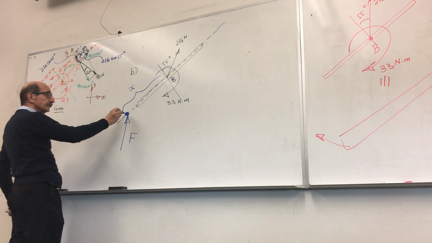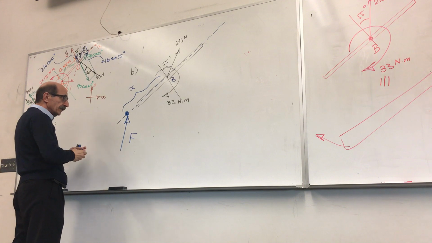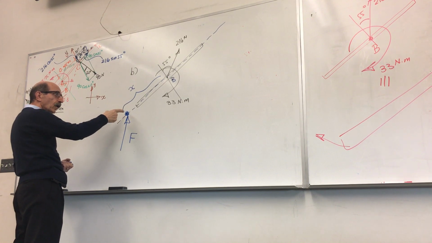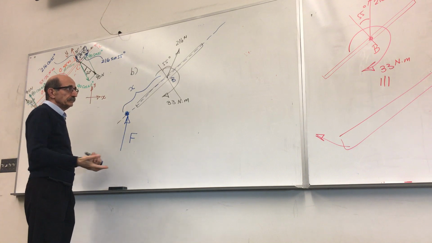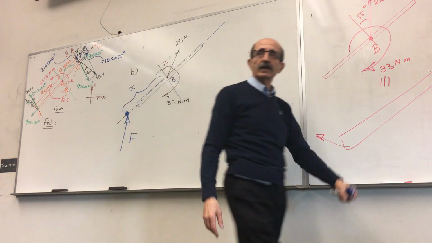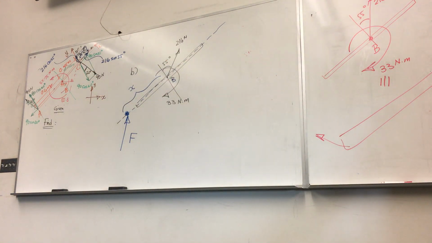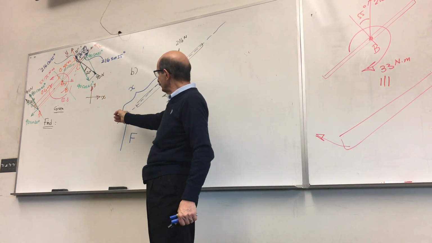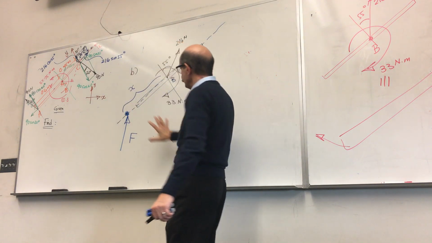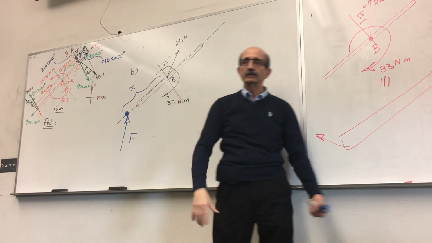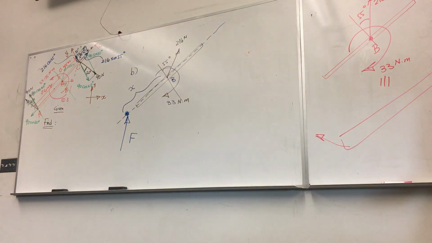That means if I take a moment about this point, the sum of all moments about this point has to be zero. So I can find that distance x, because if there is no moment, there's only a single force here. If I take the summation of moments of everything that I have here, that moment has to be zero. That's basically all that matters.